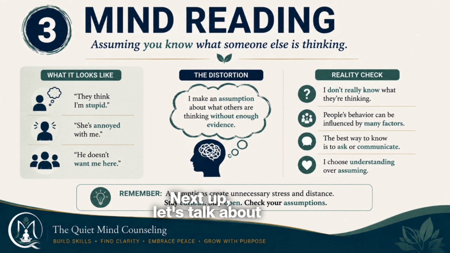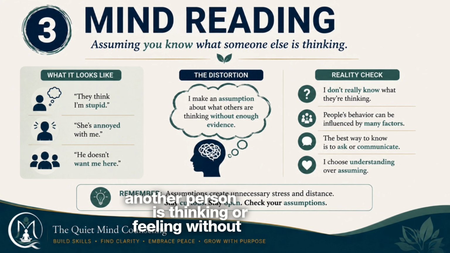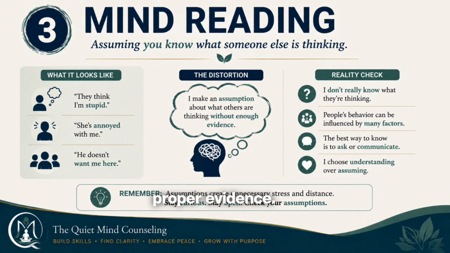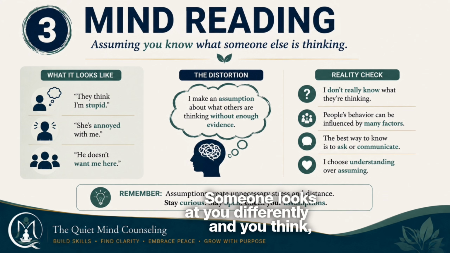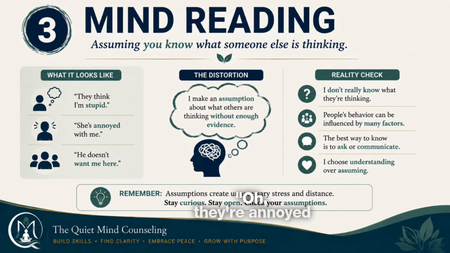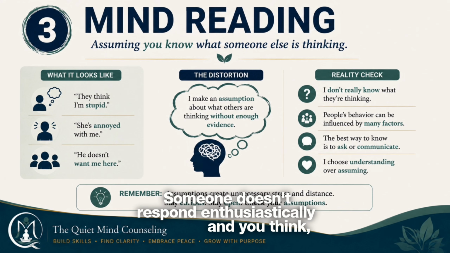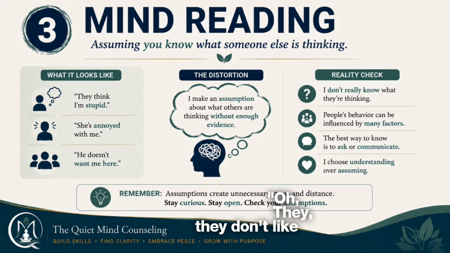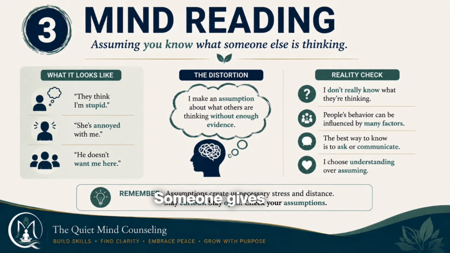Next up, let's talk about mind reading. Mind reading is when we assume that we know what another person is thinking or feeling without proper evidence. Someone looks at you differently and you think, they're annoyed with me. Someone doesn't respond enthusiastically and you think, they don't like me. Someone gives you feedback and you think, oh, they think I'm incompetent. The problem is that we're treating an assumption as though it's information.